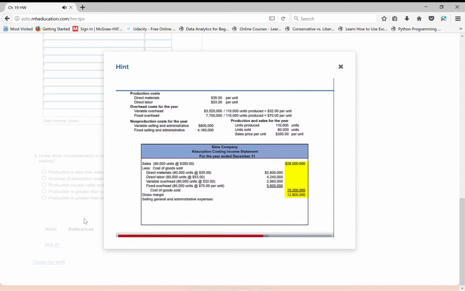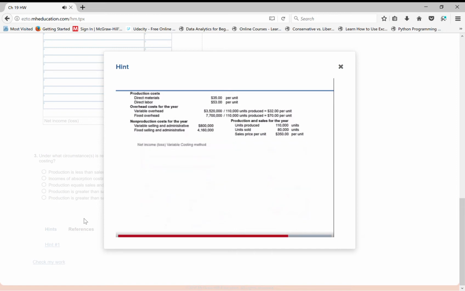The gross margin is $12,800,000. From gross margin, we subtract the selling, general, and administrative expenses. Variable selling and administrative expenses, $800,000, and fixed selling and administrative expenses of $4,160,000. Total selling, general, and administrative expenses are $4,960,000. Net income under the absorption costing method is $7,840,000.